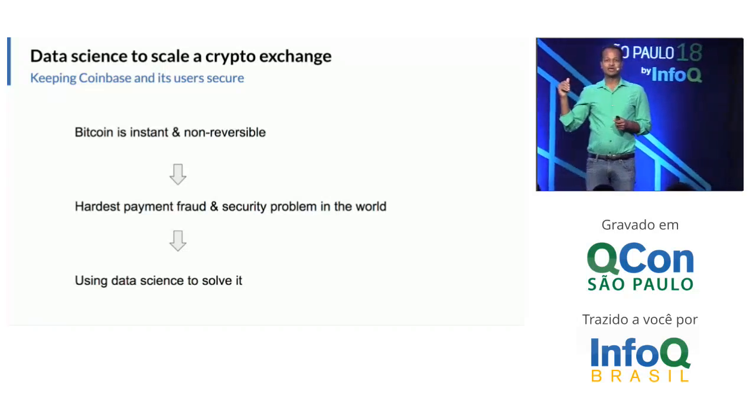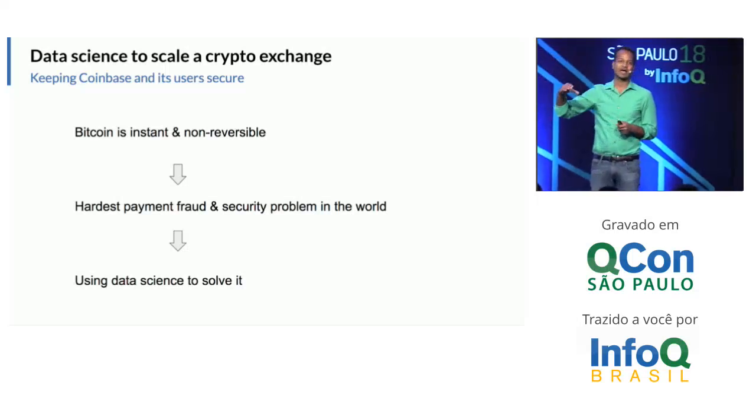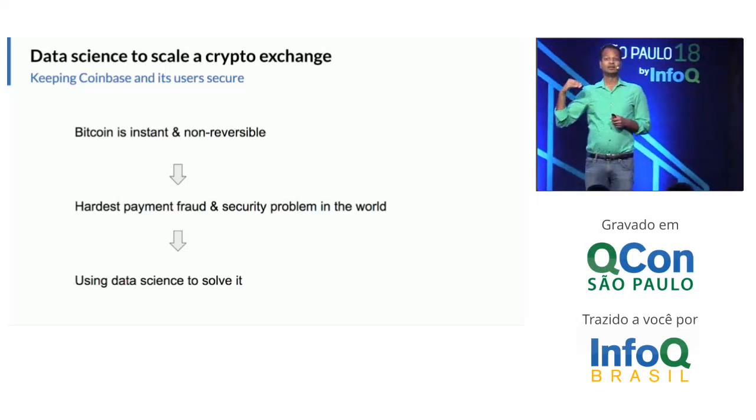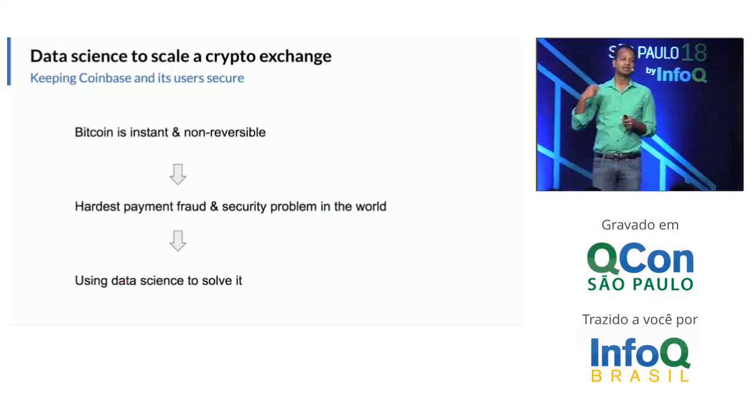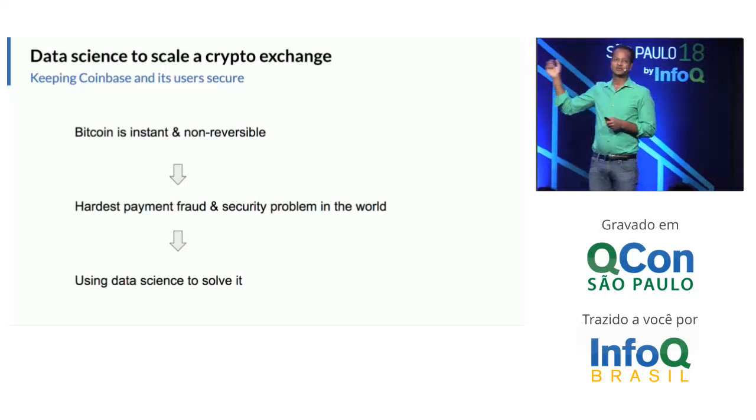So in a lot of ways, if I have a stash of stolen credit cards, if I'm a scammer who has bought stolen credit cards from the black market, then one of the easiest places for me to convert those stolen credit cards into something of value is a cryptocurrency exchange, because cryptocurrencies are instant and they're not reversible, right? So that makes fraud as well as the user security problems at Coinbase or any cryptocurrency exchange one of the hardest problems out there.